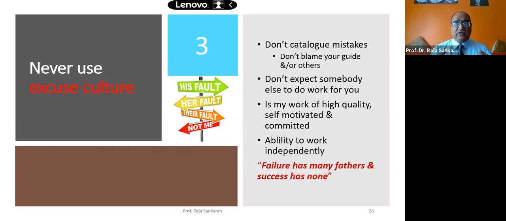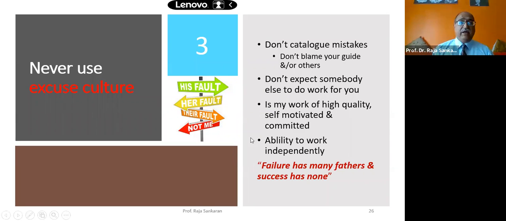Make sure that you do not expect anyone to do the work for you. This is again very critical. As I mentioned before, it is your study, it is your research, it is your baby. Make sure that you nurture it. Do not expect anyone else to do it for you. And what we normally say is look at yourself in the mirror, so identify whether your work is of high quality or not. Be self-motivated and committed to the work, and develop this approach of working independently.